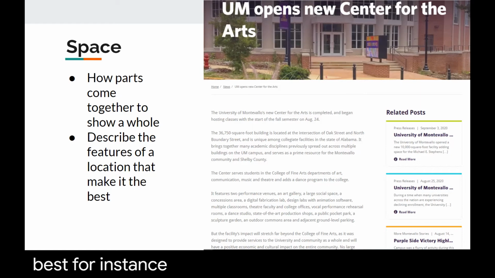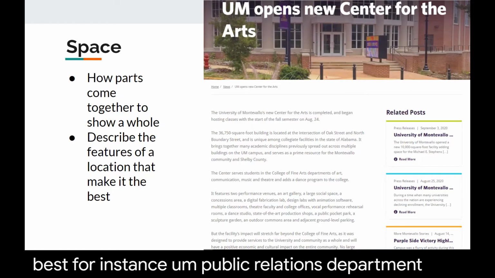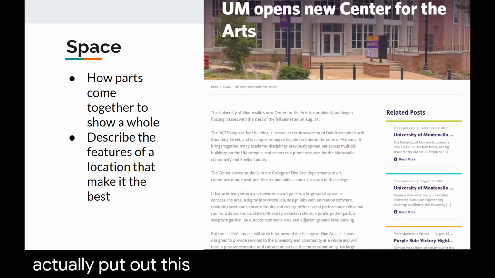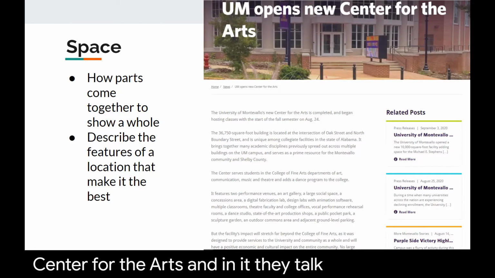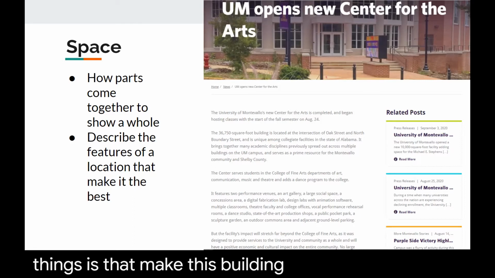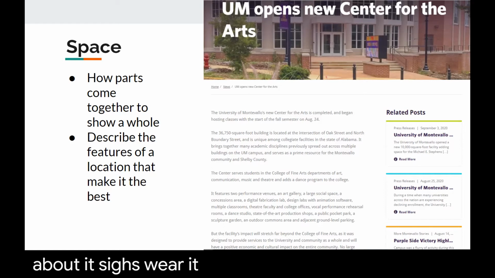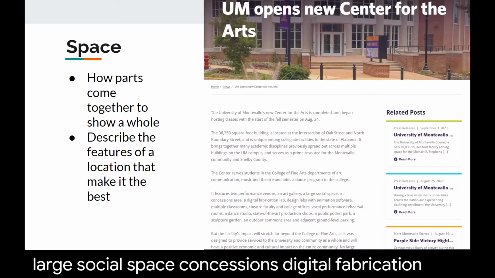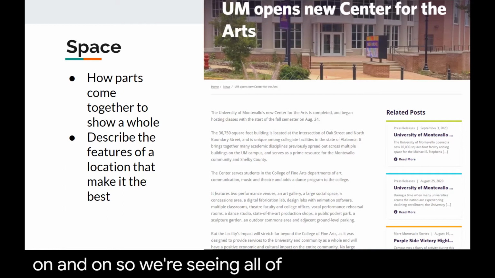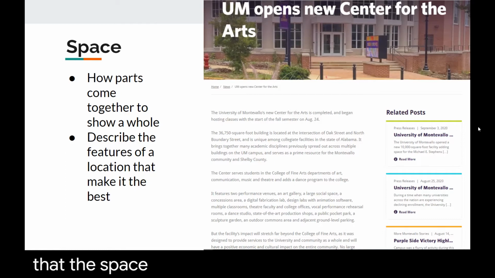For instance, UM's Public Relations Department actually put out this press release about the new Center for the Arts. And in it, they talk about all the things that make this building unique. They talk about its size, where it's located, and you can see it features 2 performance venues, an art gallery, a large social space, concessions, digital fabrication lab, on and on. So we're seeing all of the various things that the space offers that make it a great place for the University of Montevallo.